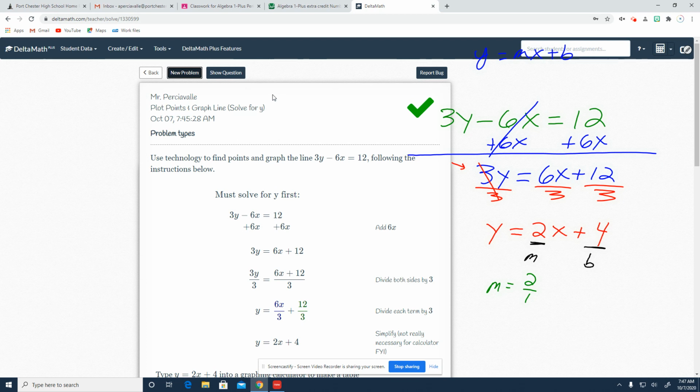Basically, this is exactly the same as what we did yesterday on the Delta Math, except we have to solve for y.